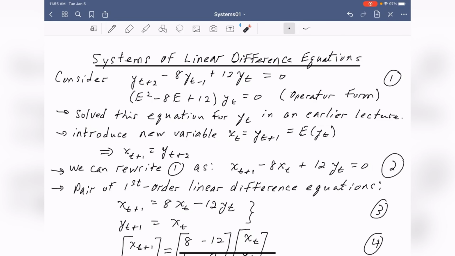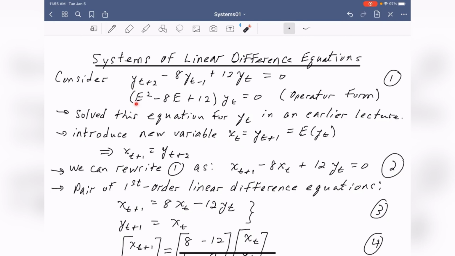Earlier, we only solved a single linear difference equation. Now we're going to look at systems of linear difference equations followed by systems of differential equations. So let's begin by considering the example that we had solved earlier, and that is y(t+2) - 8y(t+1) + 12y(t) = 0.